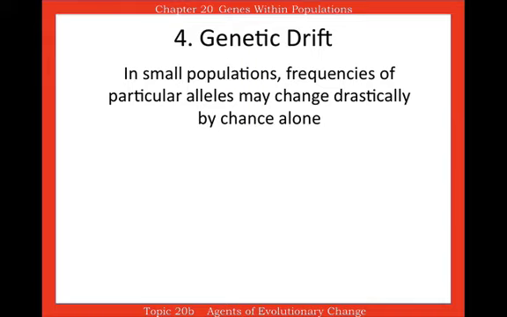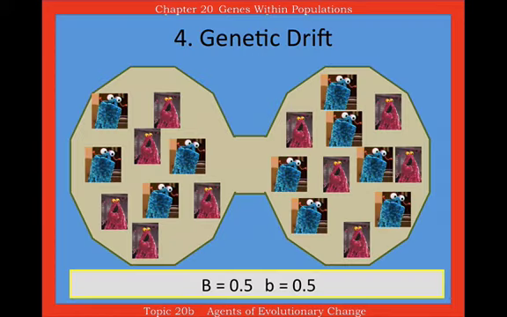The fourth phenomenon is called genetic drift, which is a phenomenon of small populations where the frequencies of particular alleles may change drastically by chance alone. An example of genetic drift could be a catastrophe like a natural disaster that kills a portion of the population.